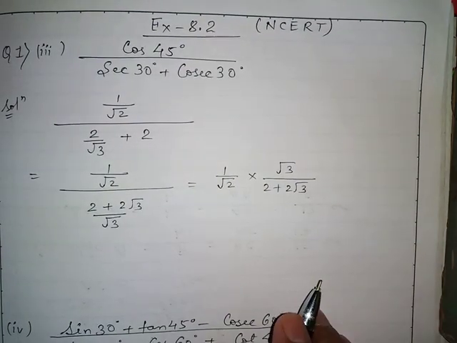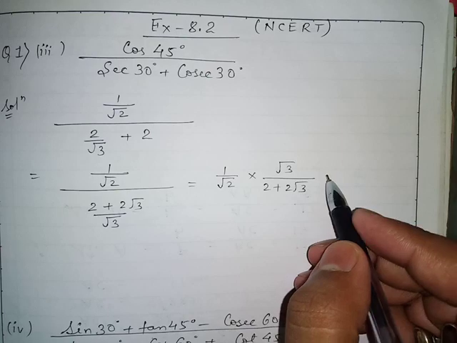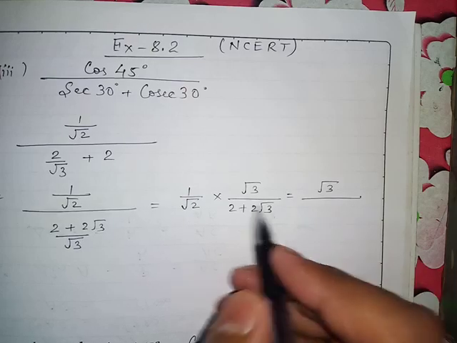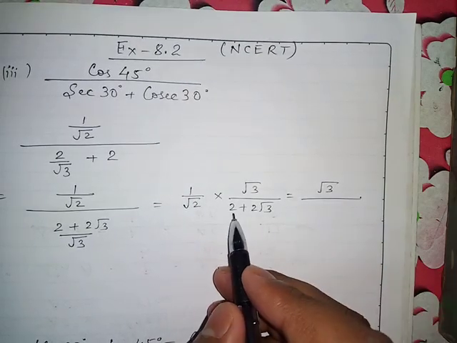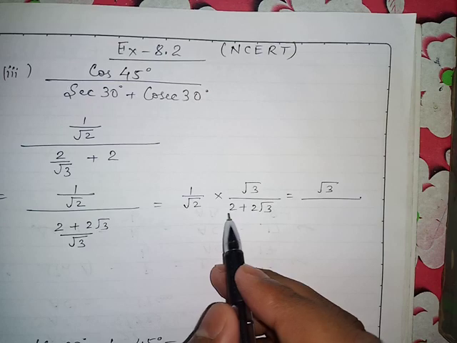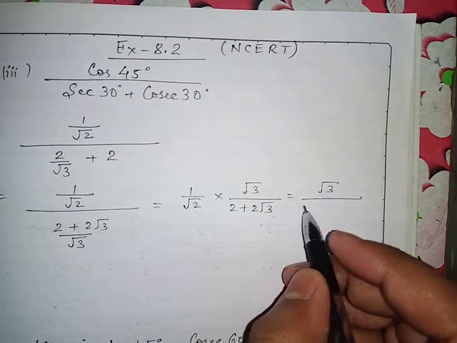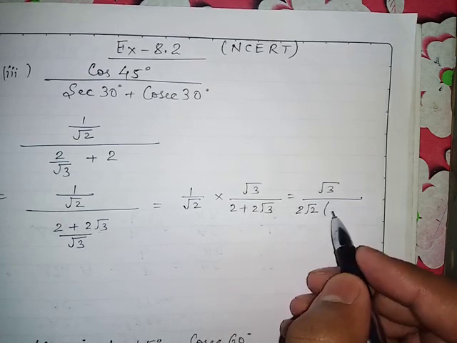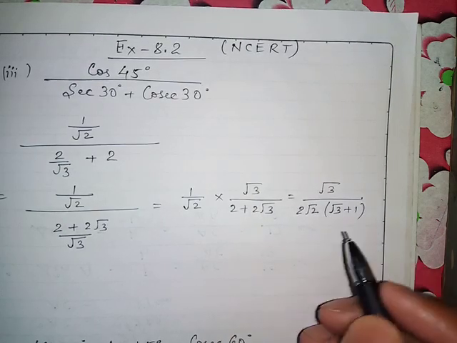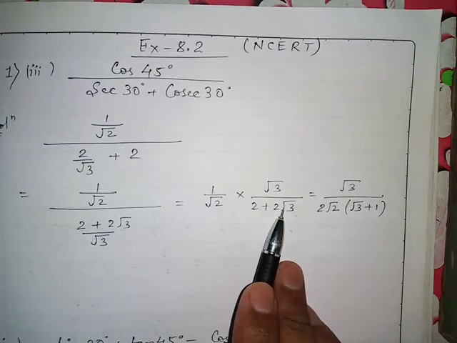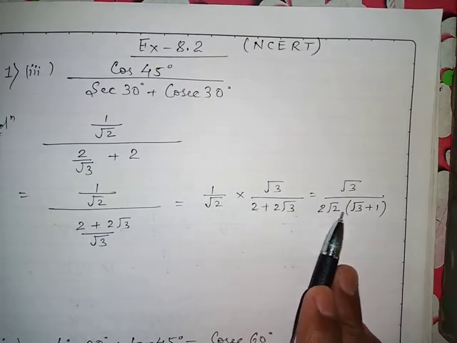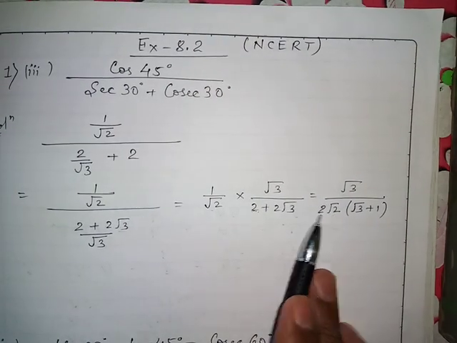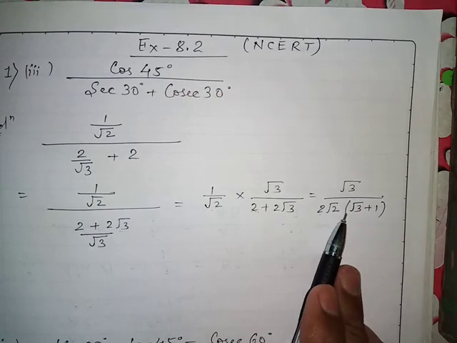Now what I can do here, I can write root 3 by root 3 into 1 root 3, and here you will take common 2. From these two terms you will take 2 common, so it will become 2 root 2, and it is root 3 plus 1. When I take 2 common from these two terms, that 2 comes here, and this root 2 is in here, and this bracket part is root 3 plus 1.